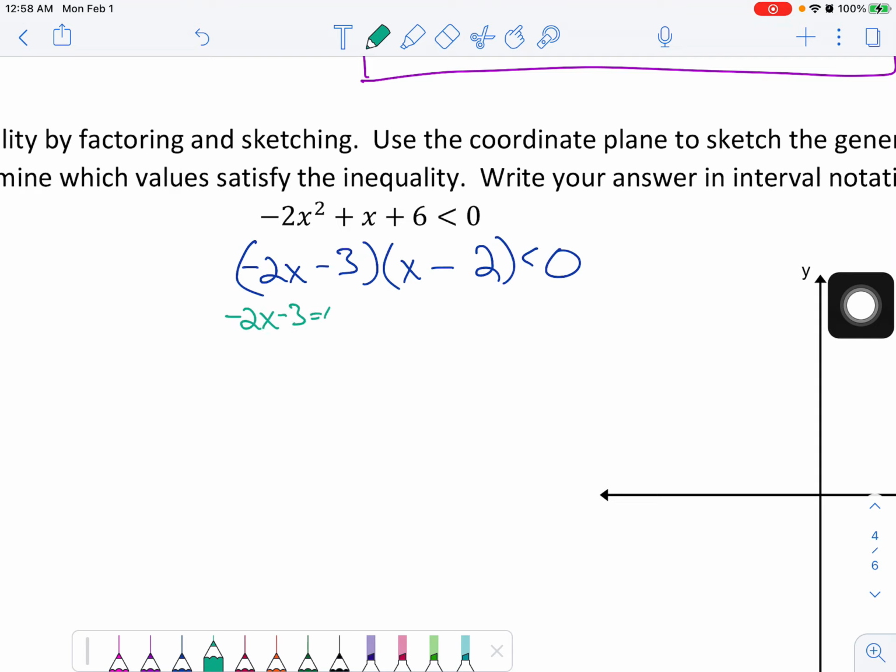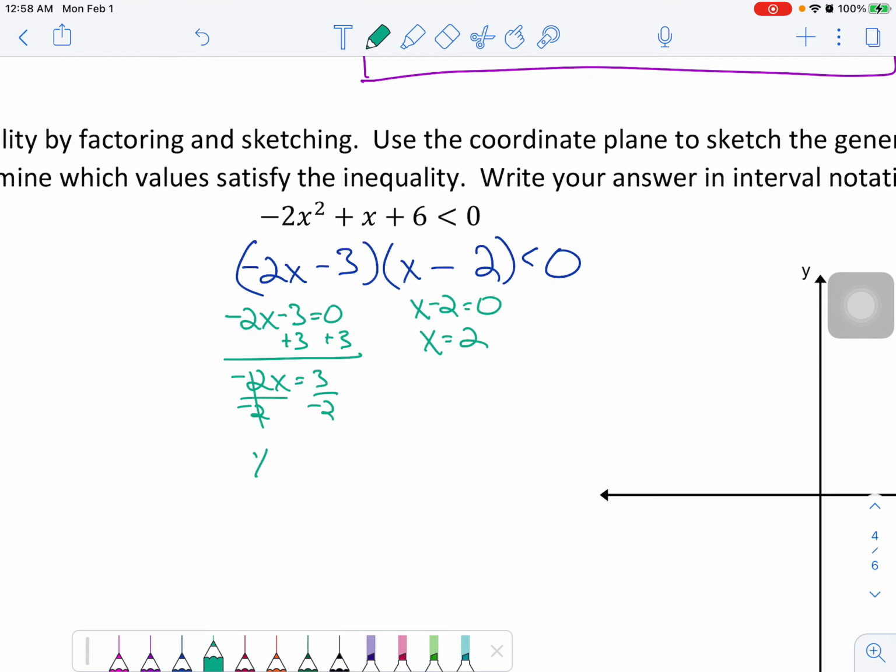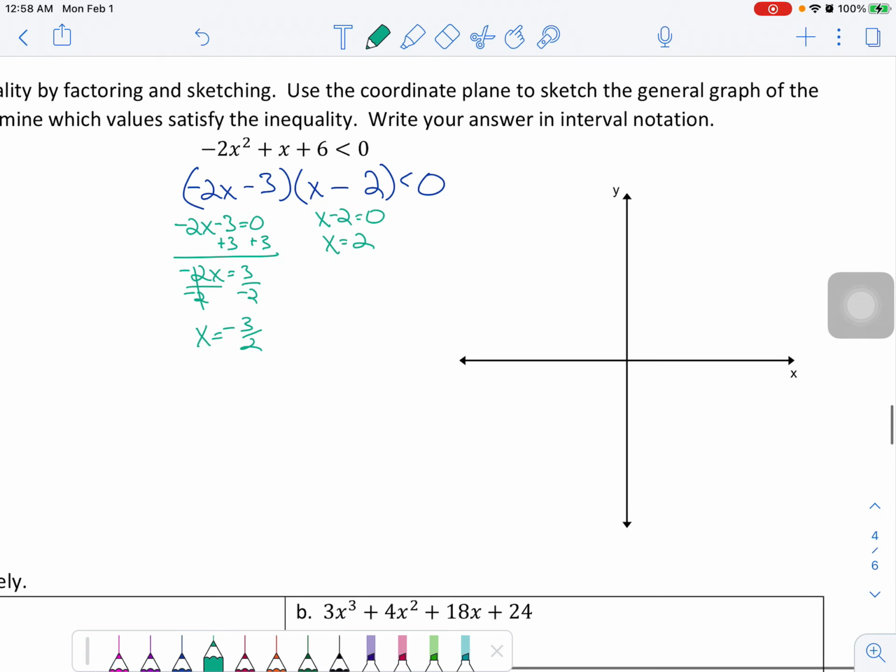So negative 2x minus 3 equals 0, x minus 2 equals 0. I'll start with the easy one, x equals 2. I'm going to add 3 to both sides here. So negative 2x equals 3, divide by negative 2. And I'm going to get x is equal to negative 3/2. It is totally okay to have an x-intercept that's a fraction. Not a problem. I just leave it as is, and then plus 2.